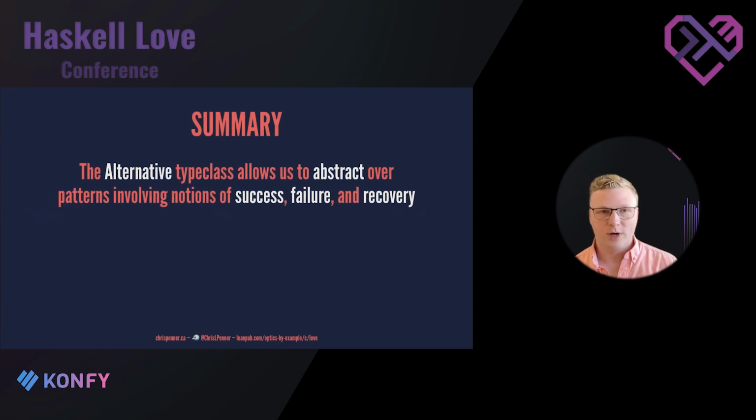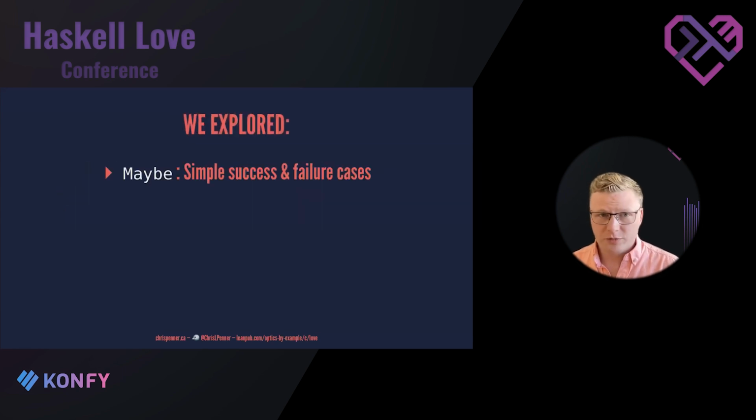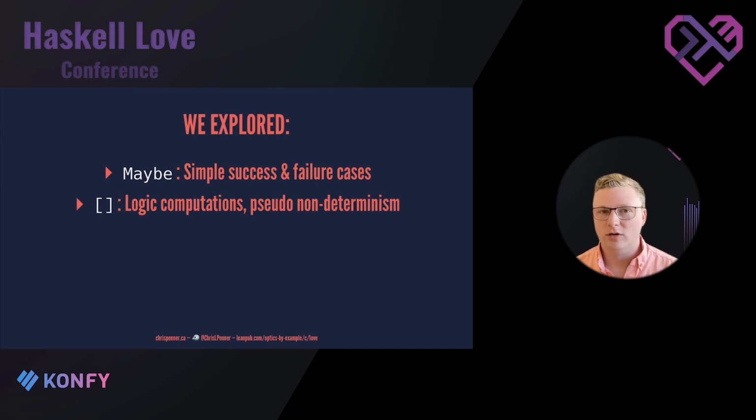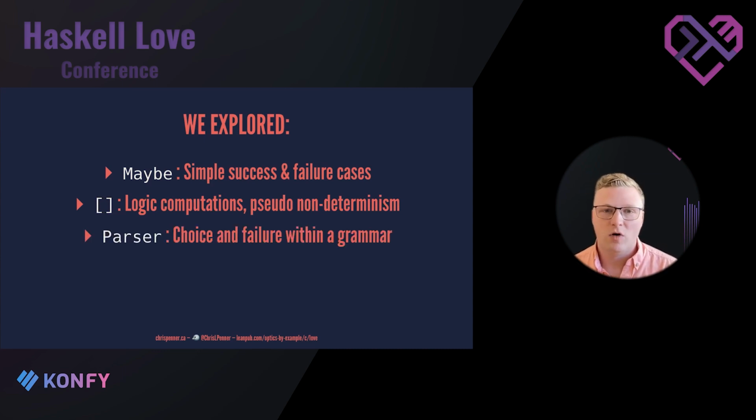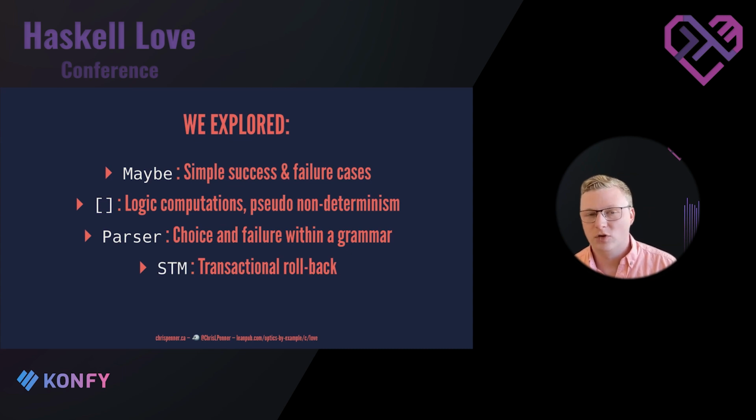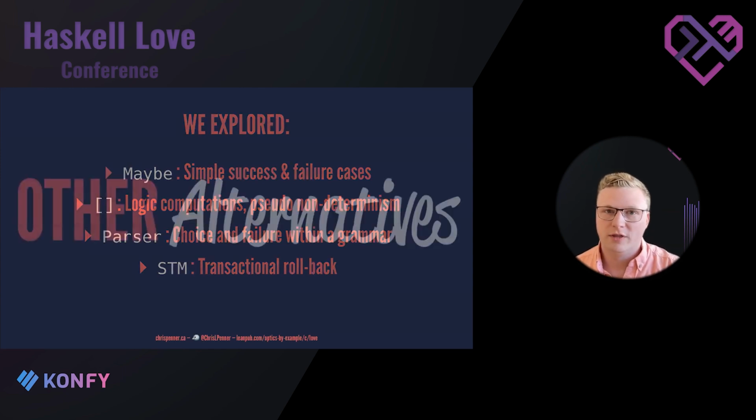Cool. So we've been on a whirlwind tour. We've seen how the alternative type class allows us to abstract over these patterns of success and failure and how we can handle recovery with all of them. And we explored how this applies in a bunch of different instances. So how maybe can do this with really dead simple success and failure cases, how lists can handle logical computations and kind of pseudo non-determinism, and how parsers can use this to apply choice and failure within their particular grammars. And of course, how STM allows us to use this for some really cool high-level transactional rollback behavior and express very cool things there.